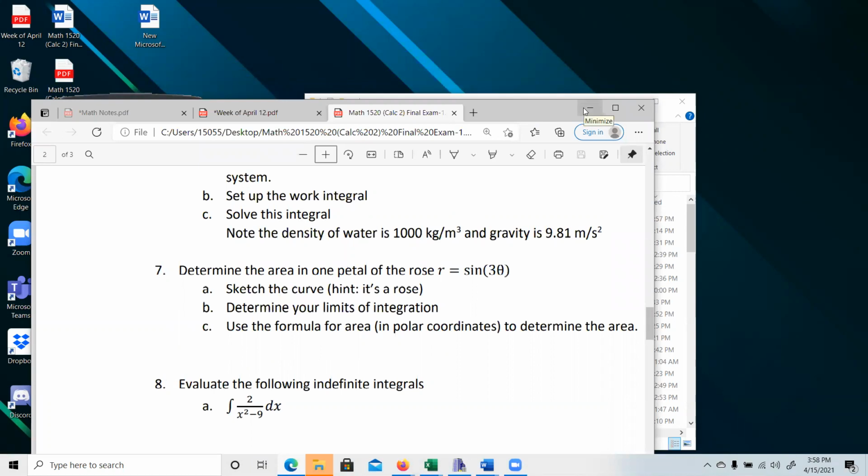Plus, you have all of the regular integrations that you have to deal with, like integral of secant kinds of things. I will do my best to make sure I do not put the integral of secant cubed on your final. That's just cruel, so you're not going to be doing that one.